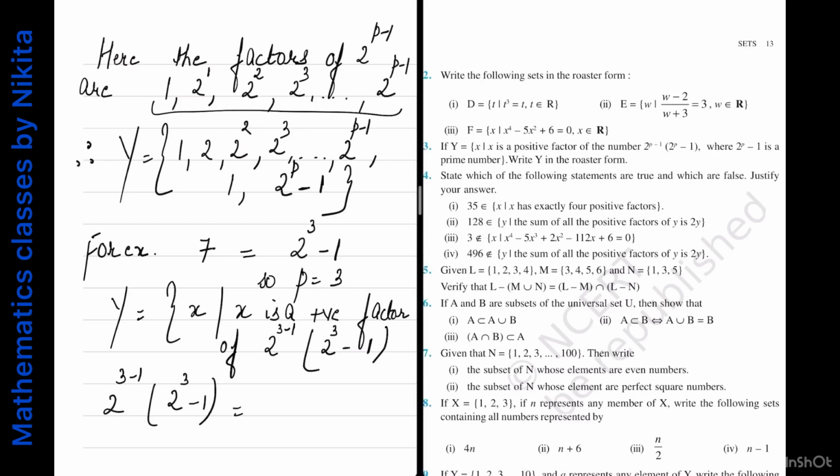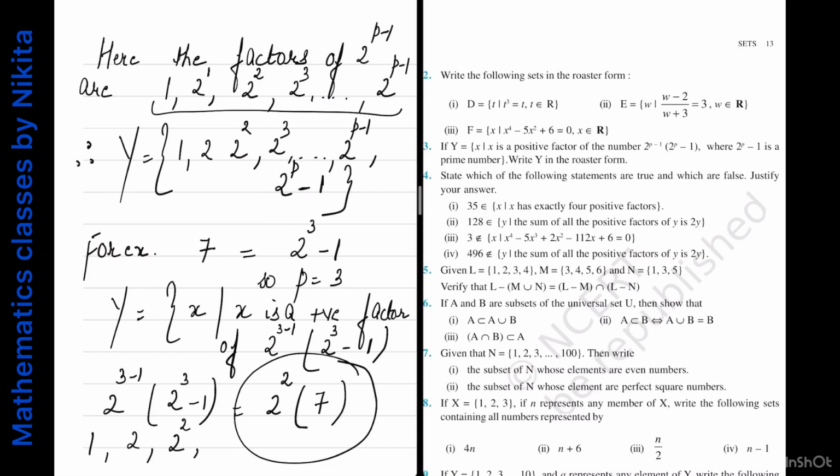So your number is 2 to the power 2 into 7, और ये तो 7 था. अब इस नंबर को कौन कौन से नंबर डिवाइड कर सकते हैं? 1 कर सकता है, 2 कर सकता है, 2 to the power 2 कर सकता है, and then 1 we have already written, so I can delete this. So 1, 2, 2 square and the number 7 itself.